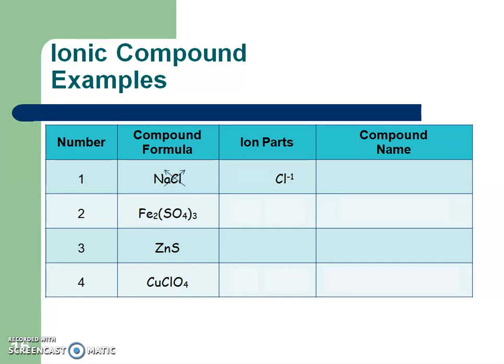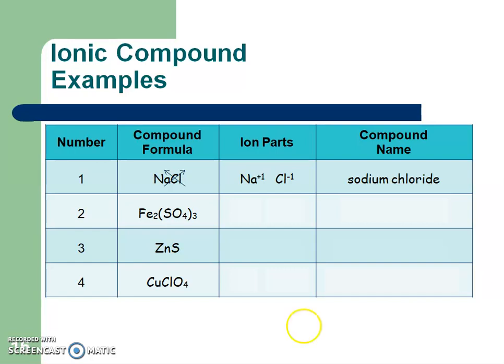And now I'm going to find Na. And again, since I don't see a number here, those numbers must have been equal, and in this case it's +1. So now I can name those ion parts. Na would be sodium, and chlorine changes to chloride.